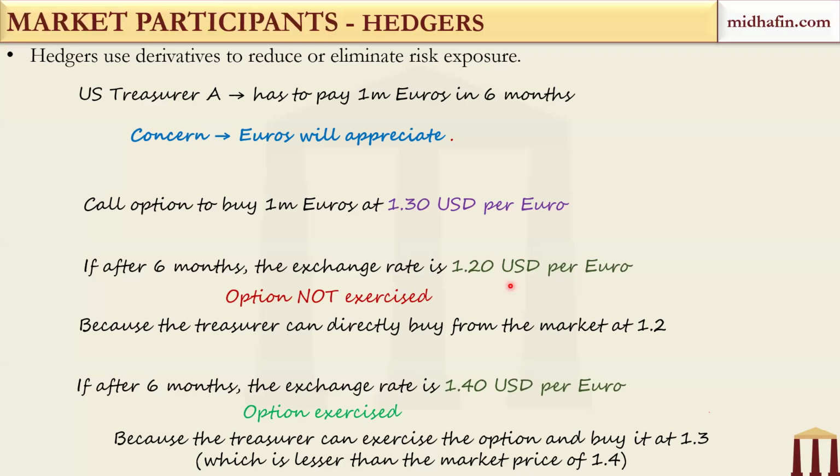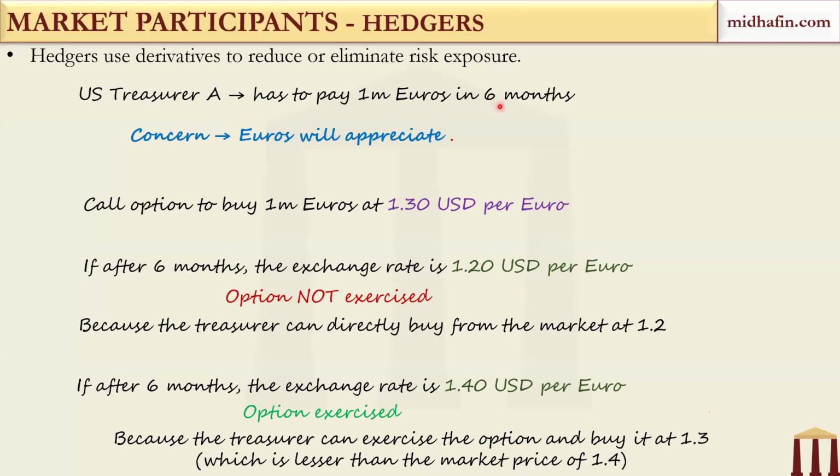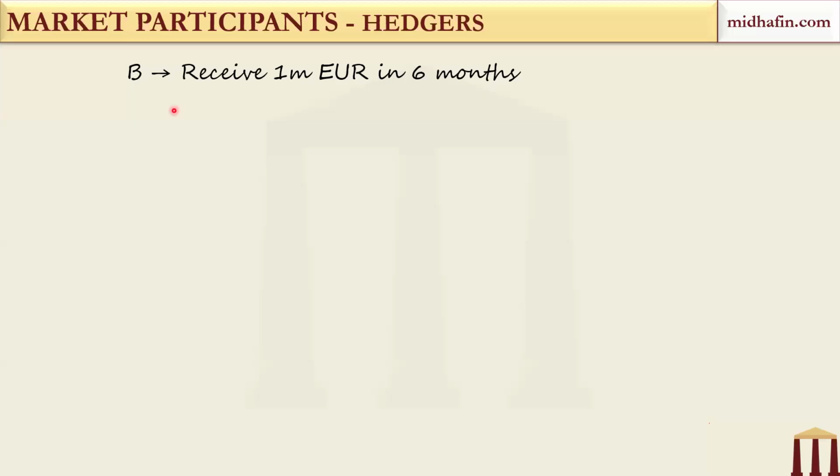So next case, of course, you can take another example. Let's say instead of paying, there is another party B which has to receive 1 million euros. So what is the concern? Depreciation of the euro, very good. The euro will depreciate in value, which will reduce the dollar value of the payment that B is going to receive after 6 months, if B is a US based company or a US based investor.